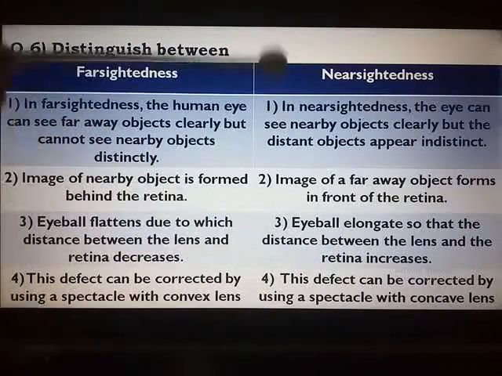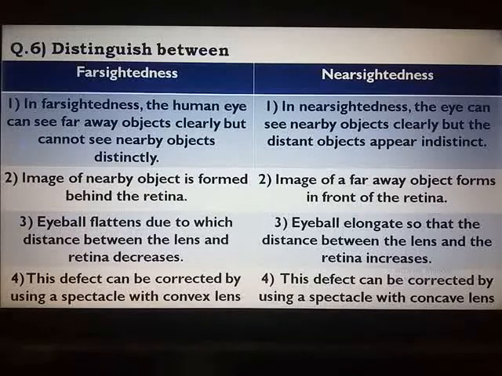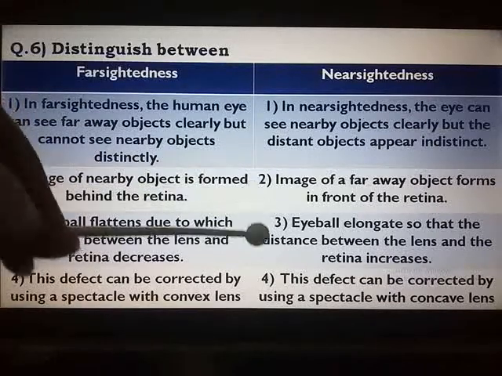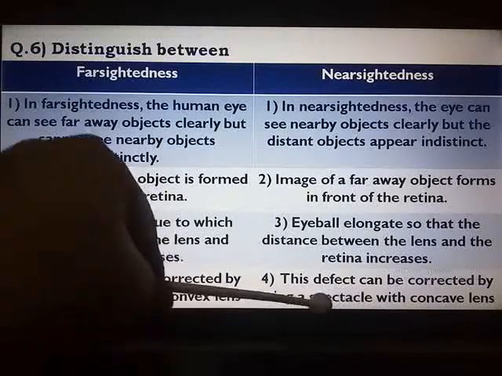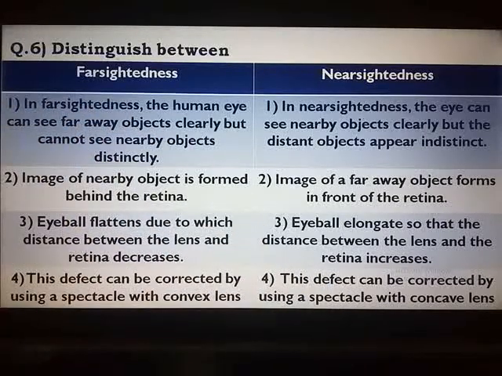And the last paragraph of that defect, above farsightedness, the paragraph which is there, first line. This defect can be corrected using a spectacle with concave lens. So farsightedness, nearsightedness they have given as a distinguish between, but I have told you in different ways this question can be asked. Diagrams can be given. You have to identify which defect it is. Then what are the reasons, where is the image formed, how it can be corrected.